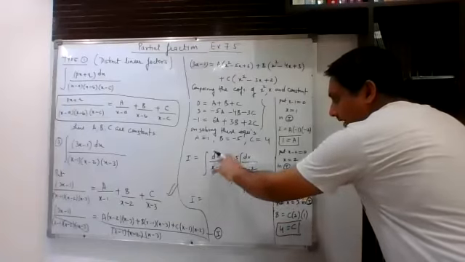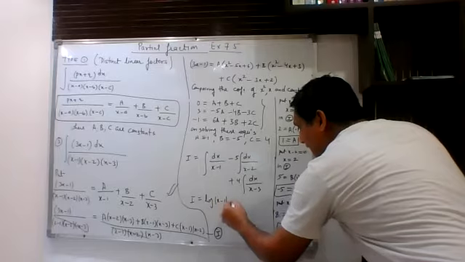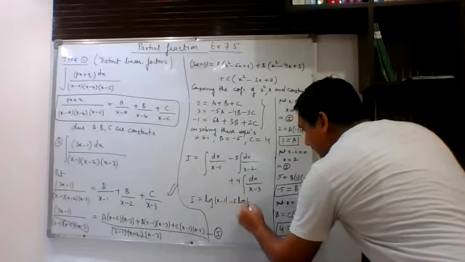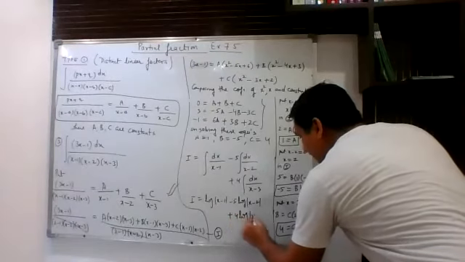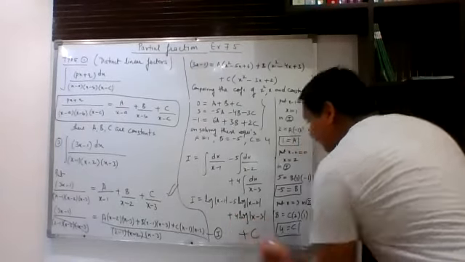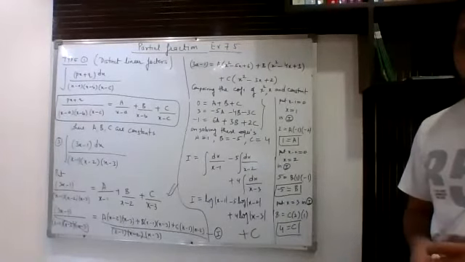Now you know that by using the standard formula, this will be log mod of x minus 1, this is -5 log of x minus 2, plus 4 log of x minus 3, plus C. So this is the complete solution for this particular question.